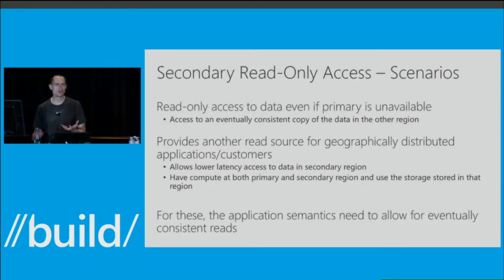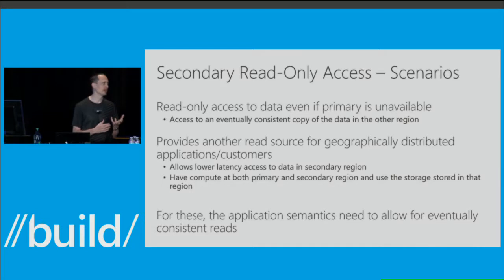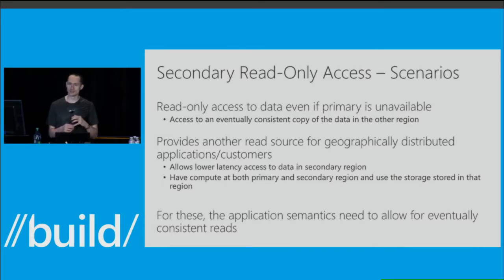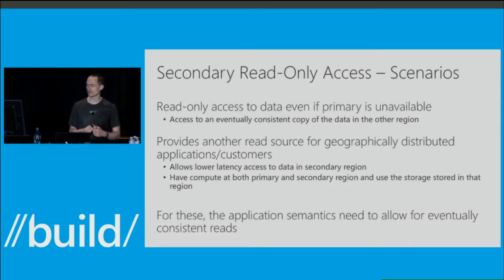So what scenarios can you use the read-only access for? With this scenario, you're going to get read-only access to the secondary location, so you'll be able to do your gets. You won't be able to do puts or deletes, but you'll get access to an eventually consistent copy of your data in this other region. So if there's any unavailability of the primary, you'll be able to get access to your data, though it is an eventually consistent copy.